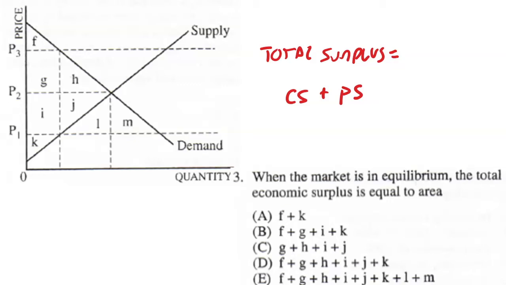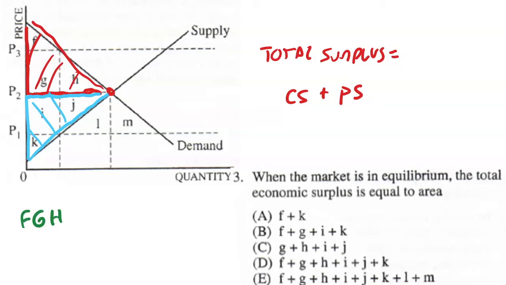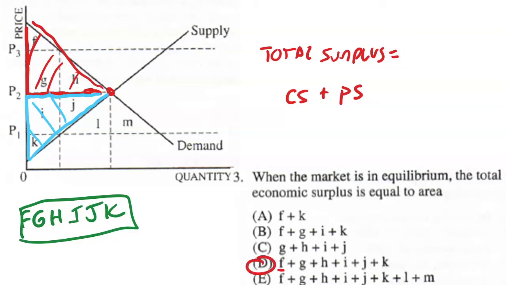And so here, if we're just looking at this, at P2 is our equilibrium price. Our consumer surplus is anything above the price and below the demand curve, so we're looking at letters F, G, and H. Our producer surplus is anything below the price and above our supply curve, so our producer surplus is K, I, and J. So in other words, we're looking for F, G, H, I, J, and K, because that is both the consumer and the producer surplus. And so our correct answer here should be D, because it has F, G, H, I, J, K. And so that is the correct answer.